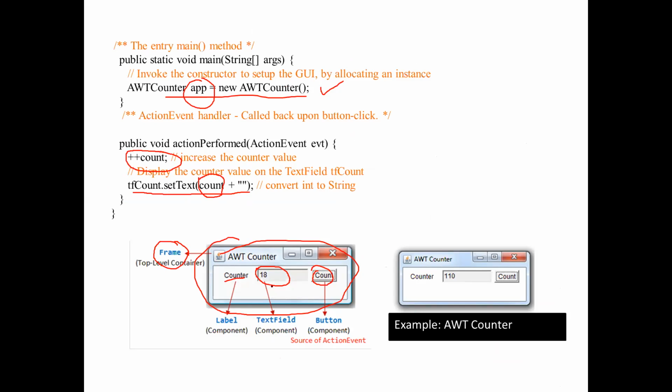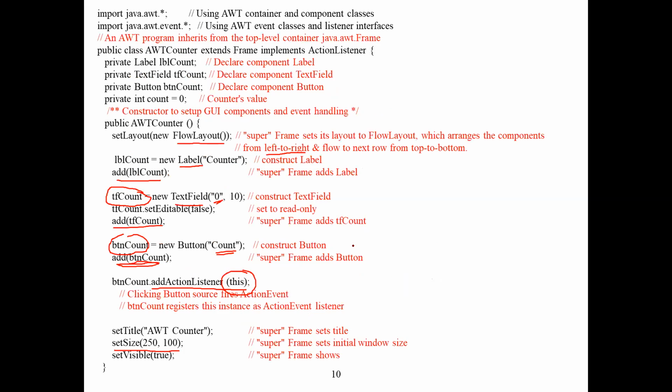So every time, it starts from 0, then counter 1, 2, 3, 4, 5, 6, and so on. In the second window, I have shown you it has reached 110. As and when I press on count, the next number gets printed. This is the program. This AWT program showcases the layout I have used, and the usage of a label, a text field, a button, and an action listener.